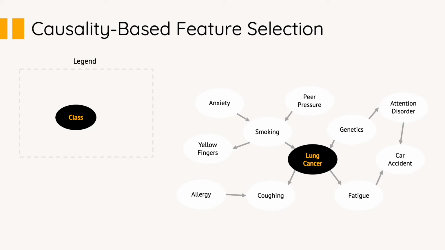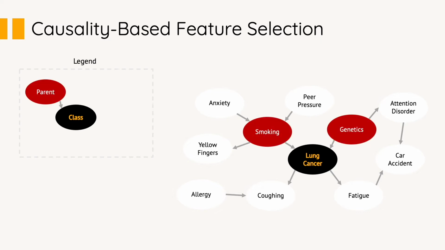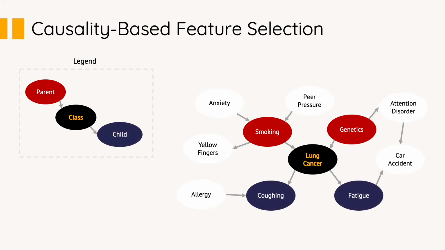The idea behind causality-based feature selection is demonstrated here. Let's say we have a data set with features and a class variable, lung cancer, is shown. To identify causal features, we need to understand underlying relationships. The parent features of the class variable are features which cause the class variable. The child features of the class variable are features which are a result of the class variable being present.